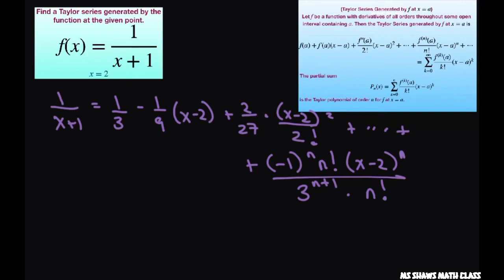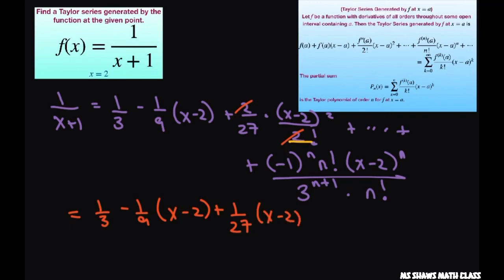All right, simplifying this, because we have all these numbers here with the factorials, that's going to give us 1/3 minus 1/9 times x minus 2 plus, these 2's cancel, so you're going to have 1 divided by 27 times x minus 2 squared plus ... plus negative 1 to the nth power times x minus 2 to the nth power divided by 3 to the power of n plus 1.